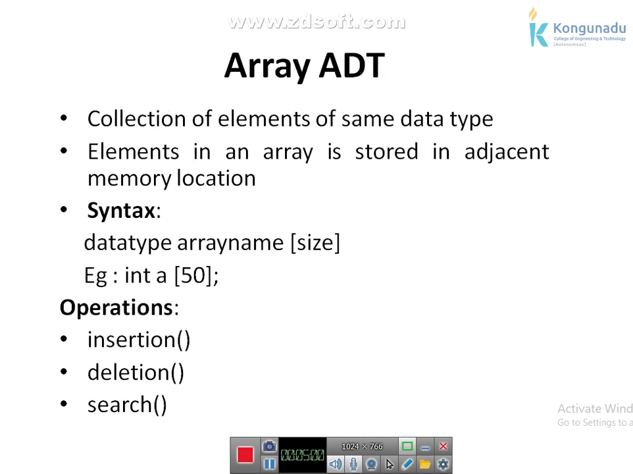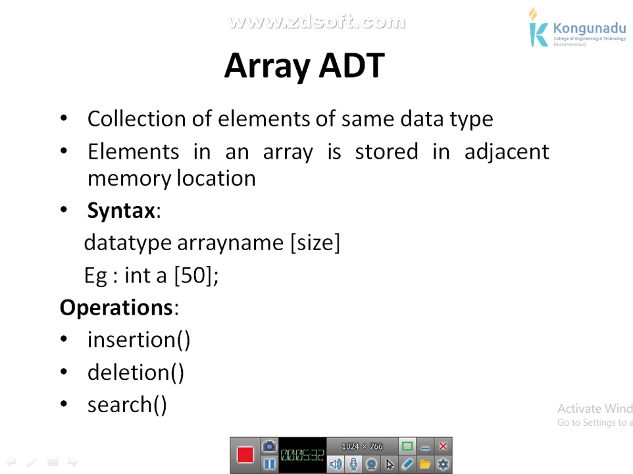Next, array ADT is a collection of elements of the same data type. What is the syntax for array ADT? First, the data type name, next the array name, and next you mention the array size. One example: int a[50]. Here int is the integer data type, a is the array name, and 50 is the array size. This is the syntax for array ADT.